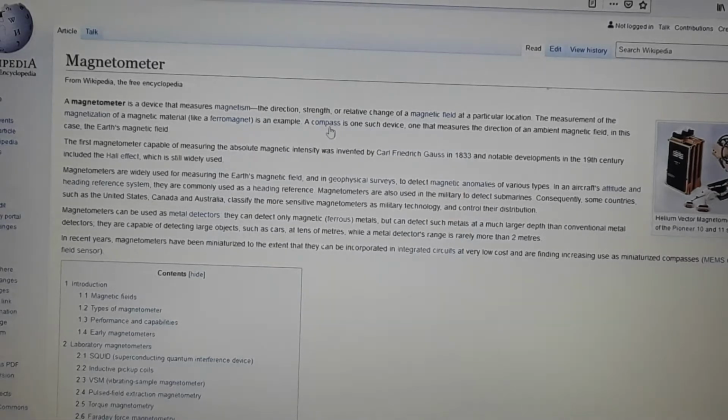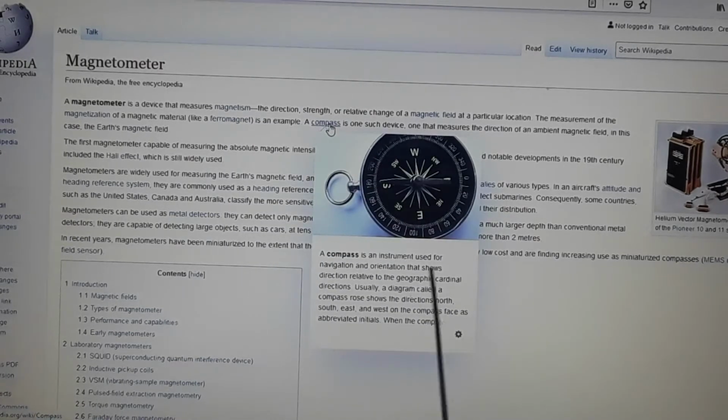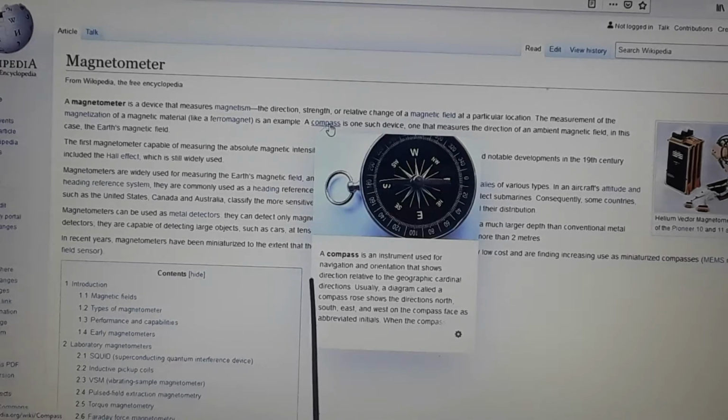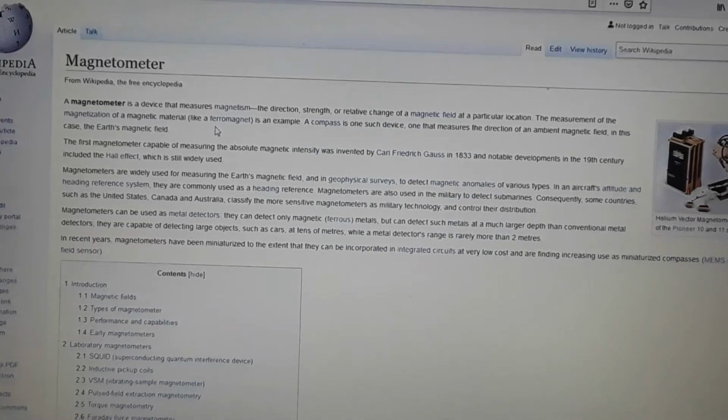Compass. A compass is an instrument used for navigation and orientation that shows direction relative to the geographic cardinal directions. Usually a diagram called a compass rose shows the directions north, south, east, and west on the compass face as abbreviated initials. All right, I can remember that.